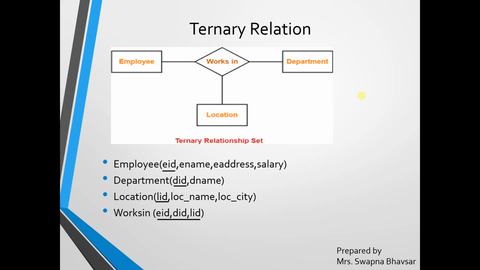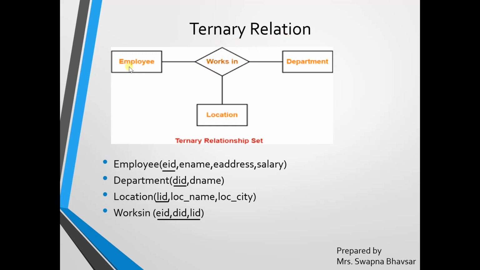Today I will show you what is ternary relation and how to convert this ternary relation into tables. So here I have drawn ER diagram for ternary relation. What is ternary relation? It means if we have three entity sets and that are connected by one relationship set, it's called as ternary relation.